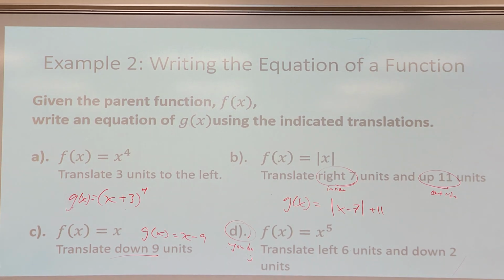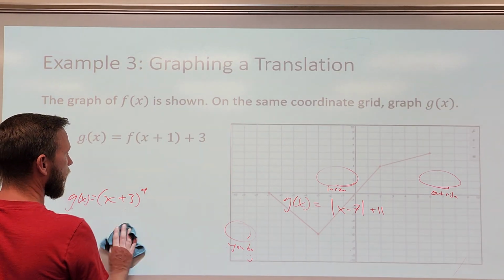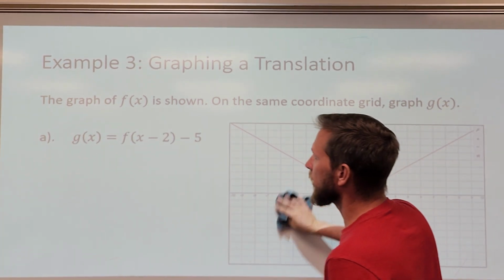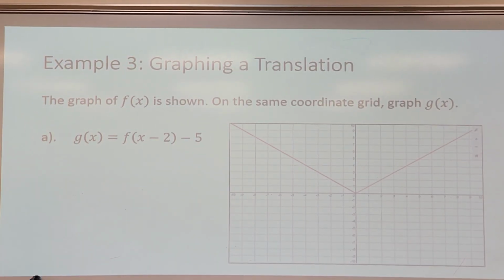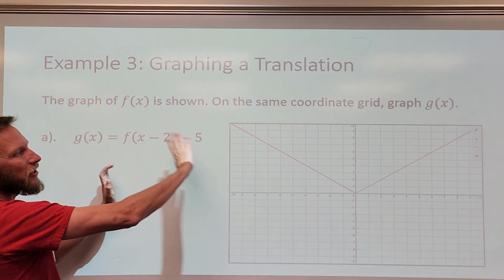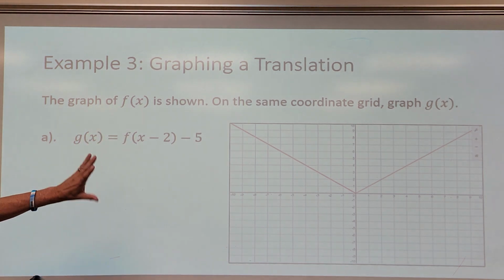So what we've done here is we just sort of laid out what we know about writing a function based on its parent function and whatever translations are coming. Here we're going to look at graphs, and we're going to have a couple of these to do before we're done. So the first thing is we've got this picture of the absolute value graph, f of x. This is the parent function here. The graph of f of x is shown on the same coordinate grid. Graph g of x.